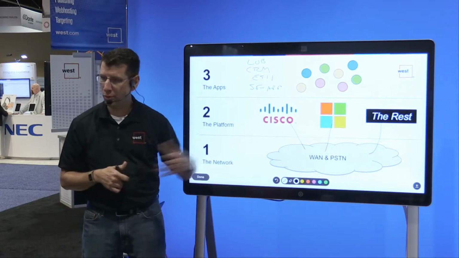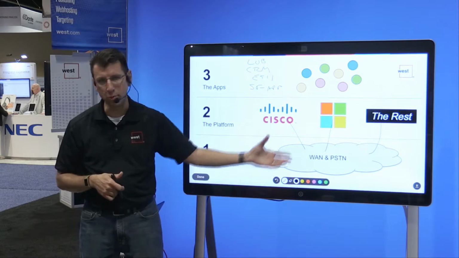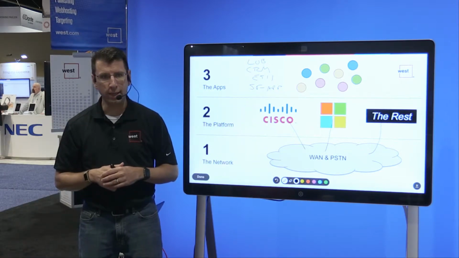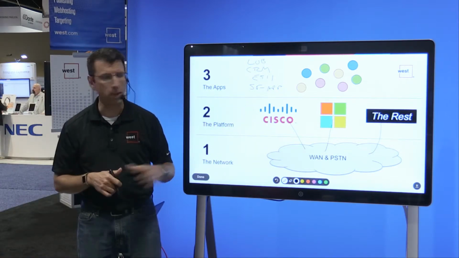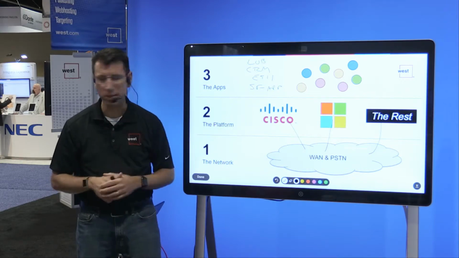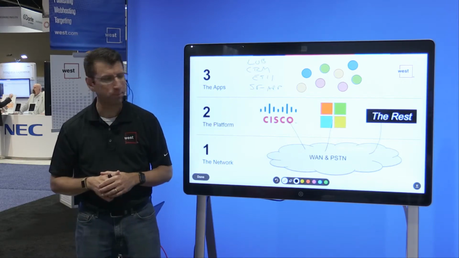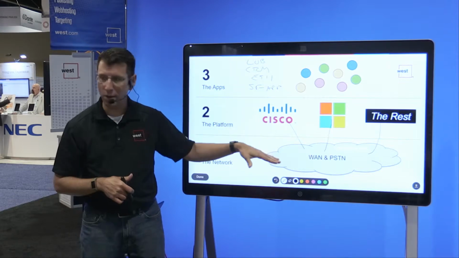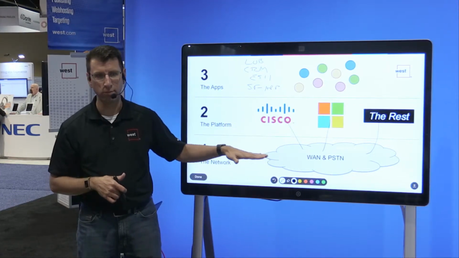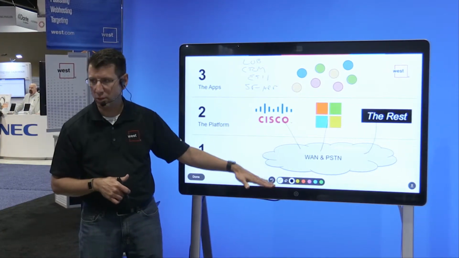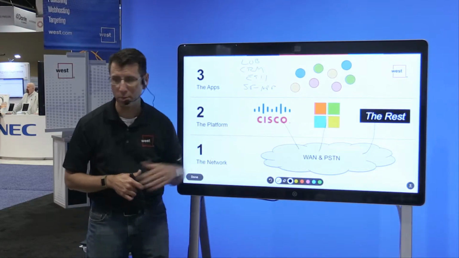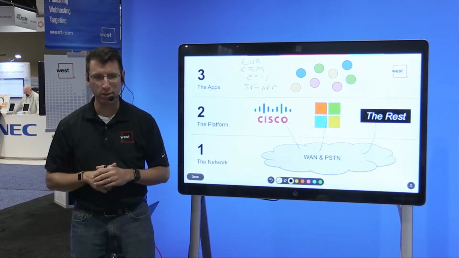And then we can SIP trunk into Avaya systems. We can SIP trunk into ShoreTel systems, et cetera. We can do a lot of other things, but primarily we're focused on the Cisco and Microsoft ecosystems. So starting with that fundamental network strategy, making sure that's connected using approved technology from the different platform providers, that's where you need to start.